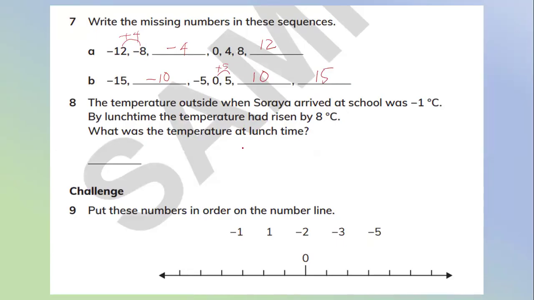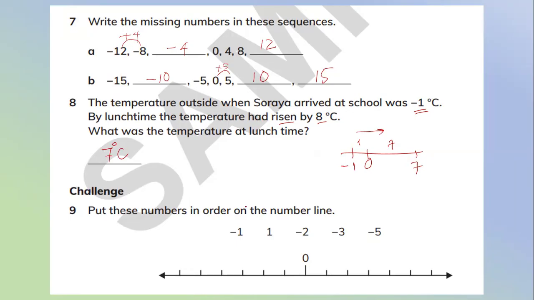Number 8, the temperature outside when Soraya arrived at school was -1 degree Celsius. By lunchtime, the temperature had risen by 8 degrees Celsius. What was the temperature at lunchtime? Okay, initial temperature is, let's see on the number line. This is 0. This is -1. Temperature has risen by 8. This is 1 unit and another 7 units is 7. 7 plus 1 is 8. 8 degrees Celsius risen is from -1 to the right. 8 units is 7. So the answer is 7 degrees Celsius was the temperature at lunchtime.